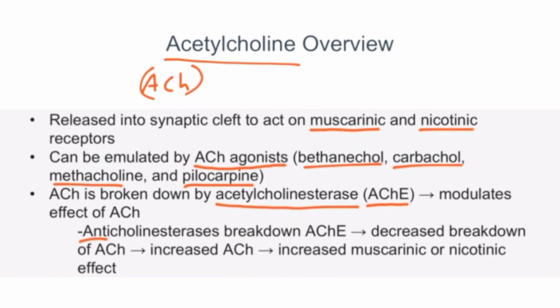Now, acetylcholine is broken down by acetylcholinesterase, or AChE, and this will modulate the effect of acetylcholine. Now, anticholinesterases will block the acetylcholinesterase. This will lead to decreased breakdown of acetylcholine, leading to overall increased acetylcholine in the synaptic cleft. And this will allow increased muscarinic or nicotinic stimulation.